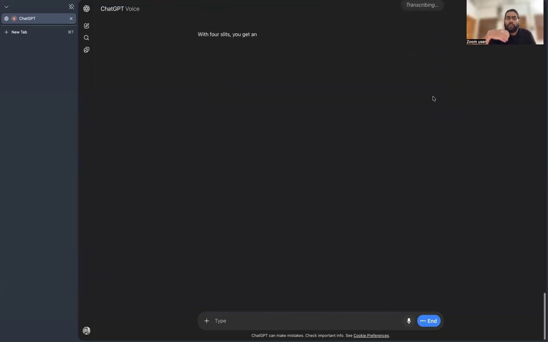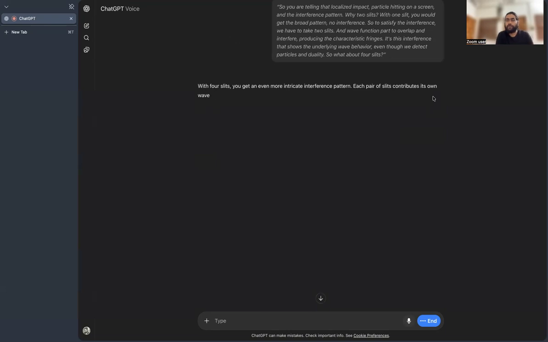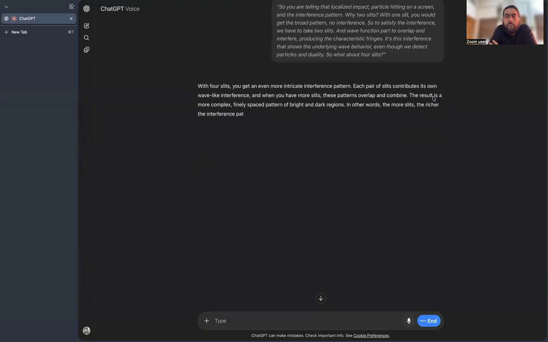With four slits, you get an even more intricate interference pattern. Each pair of slits contributes its own wave-like interference, and when you have more slits, these patterns overlap and combine. The result is a more complex, finely spaced pattern of bright and dark regions. In other words, the more slits, the richer the interference pattern. But the principle stays the same. Wave behavior governs the probabilities, and particle detection gives you the discrete spots.